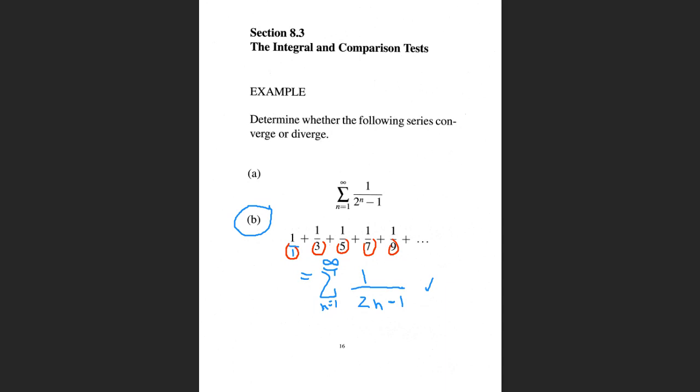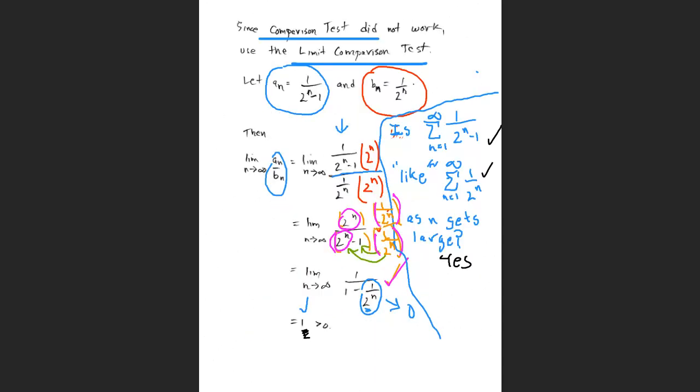Now let me ask you, as n gets large, does this minus 1 here affect the value of the terms much? No, not really. So you really could try to make a comparison with the series 1 over 2n. But again, the comparison test doesn't work well, so let's try to use the limit comparison test. So let's go to the solution here.